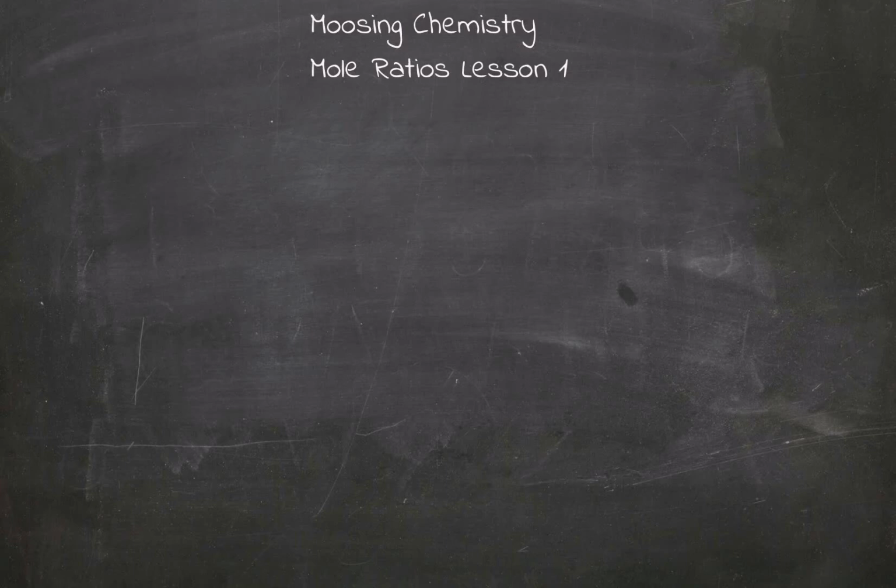Mole ratios lesson number 1. Now, a ratio is a comparison of one thing to another. Let's take the equation, for example, Mg, magnesium, plus silver nitrate yields silver plus magnesium nitrate.